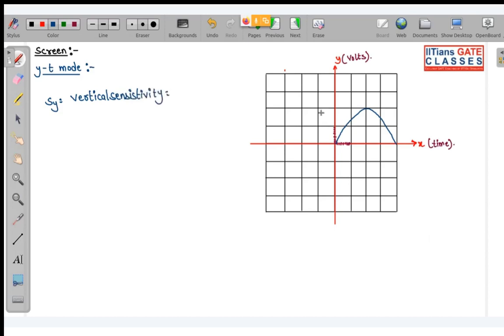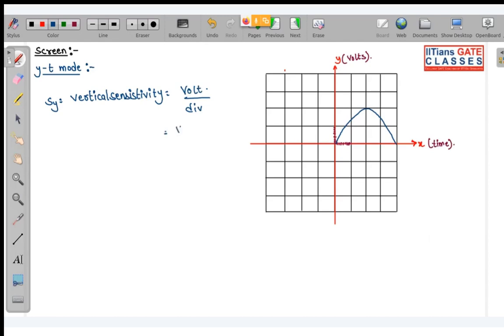So vertical sensitivity is basically the voltage per division of the scale. It will be in volt per division, or millivolt per division, so that you can directly see from the unit of the sensitivity. It will be either volt per division, millivolt, microvolt, whatever it can be. So you need to see it. This is basically the sensitivity in your y-axis.